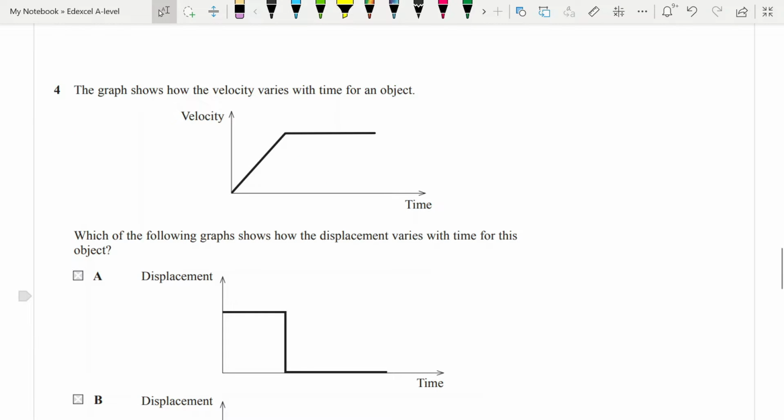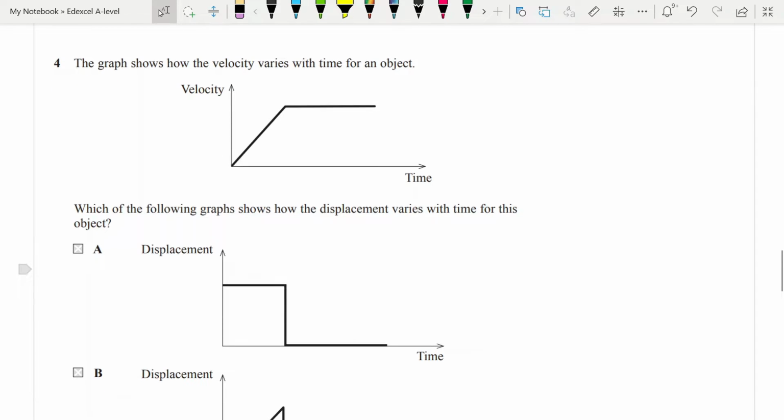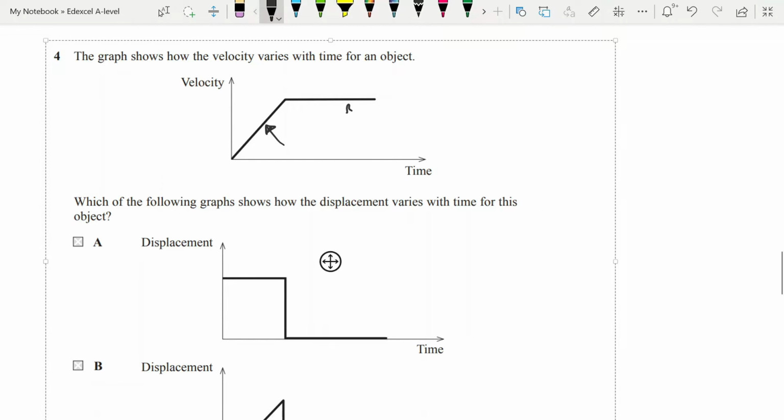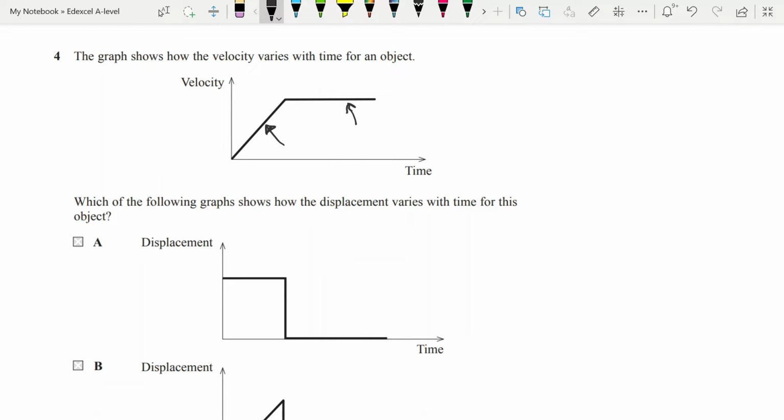Another multiple choice, the graph shows how the velocity varies with time for an object. How does the displacement vary with time for this object? Let's think about what velocity actually means. Velocity is an increase of displacement with time. But you can see that when the velocity is increasing, we're going to cover an increasing amount of distance or displacement over time. So we should see that we're getting a curve, an increasing amount of displacement, and then once the velocity goes constant here, we'll have a fixed amount of displacement being covered over that time.